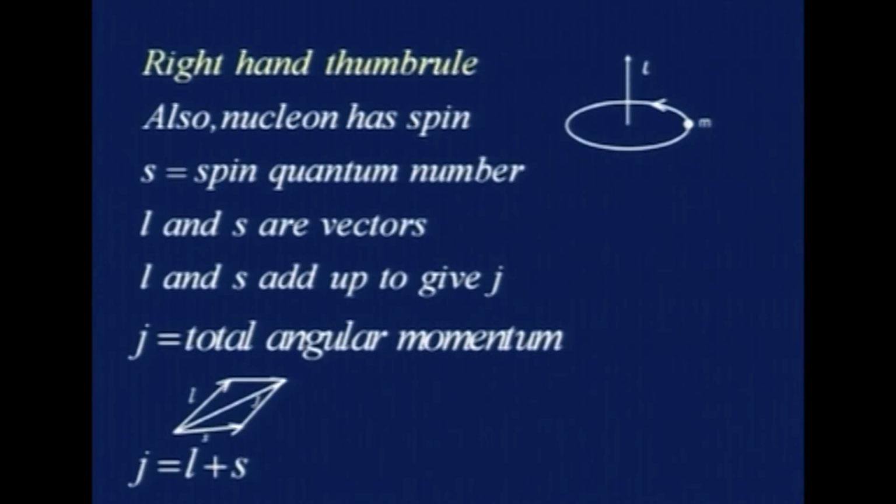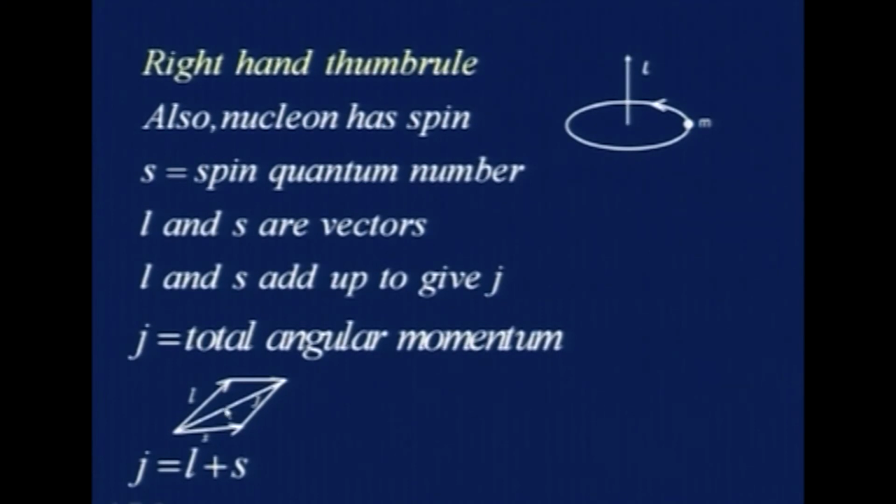So we see that the nucleon can spin and also it can orbit. Therefore, when it is orbiting, we get the orbital quantum number L, and when it is spinning, we get the spin quantum number S, and L and S add up to give the total J. Suppose the nucleon is spinning and it is also orbiting, then it will have both spin angular momentum and orbital angular momentum.